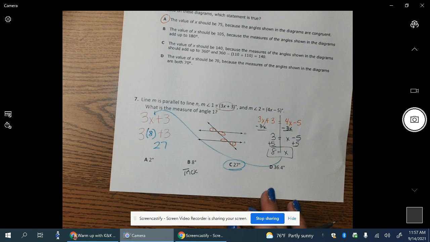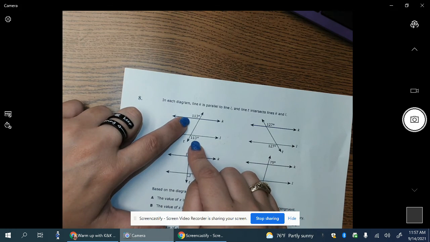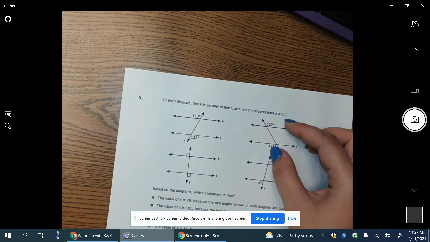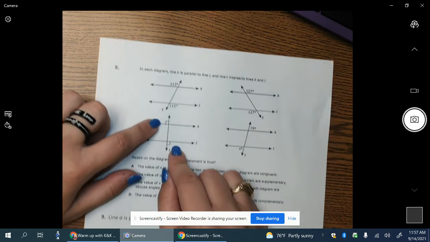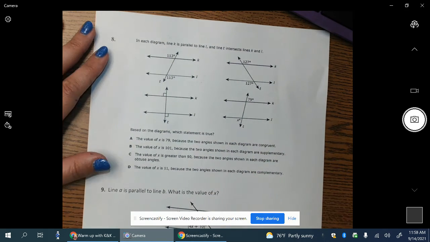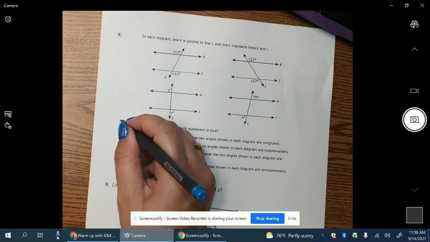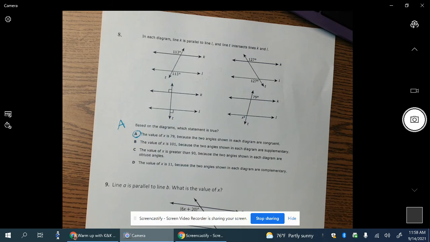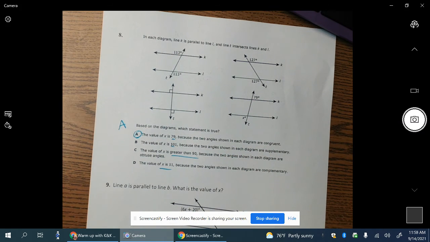Number 8. Are those angles congruent or supplementary? They're congruent. On the second one, are they congruent? Yes. On the third one? Yes. So what do you think the fourth one is? Congruent. So what is the value of x? 79. You don't even have to read all those words because you know the relationship. If you know the relationships, you don't have to do anything.